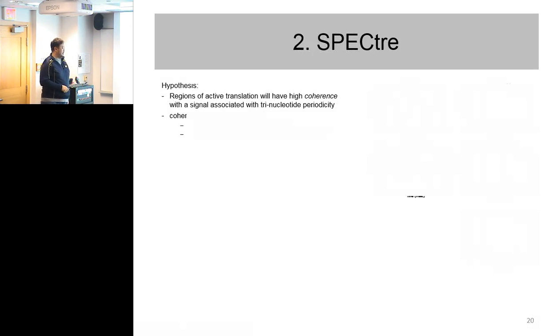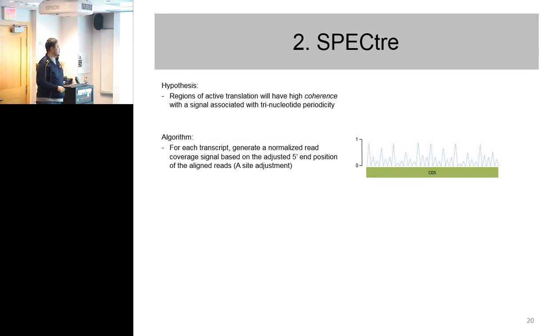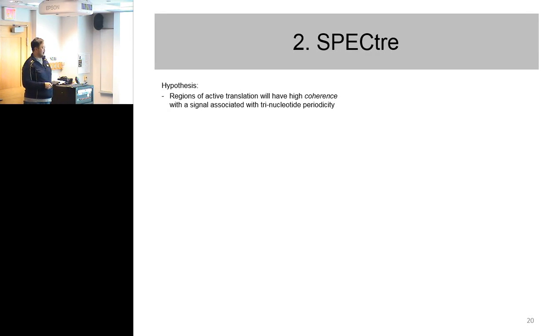So the idea that we're working off of is that regions of active translation will have high coherence with a signal associated with that trinucleotide periodicity. I think I'm missing a plot here, but if you look at the distribution of SPECtre scores for protein coding transcripts and for non-coding transcripts, we see a nice delineation between the two distributions.